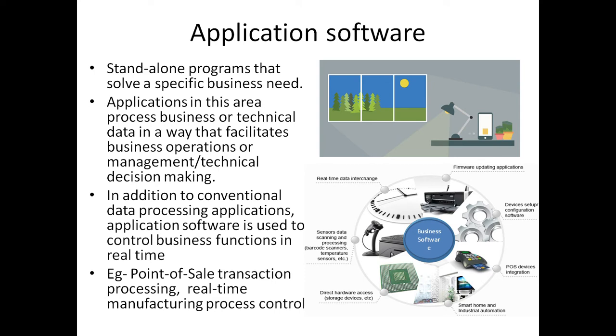There is some other software which will be used to solve problems of business needs. Examples are point of sale and transaction processing. This is a POS device. Nowadays, they are mostly using this POS. Every shop has a POS device, and if you need to pay the bill using online transactions, it is done by these POS services. And then real-time manufacturing process control. These are all examples of application software.